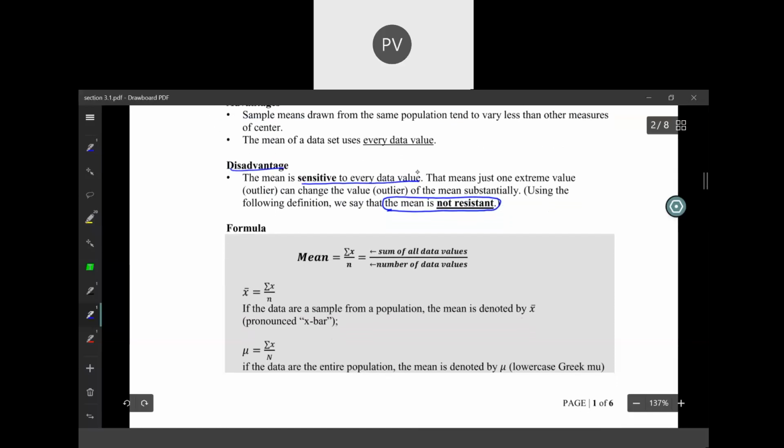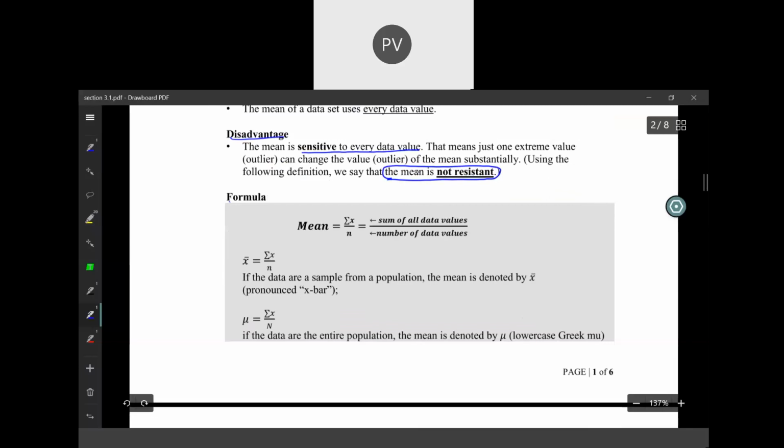Okay, and this is the formula for mean. Okay, summation x, summation in the sense sum of what, sum of all the x values. So what are these x values? Data values. Sum of all data values divided by n. What is n?